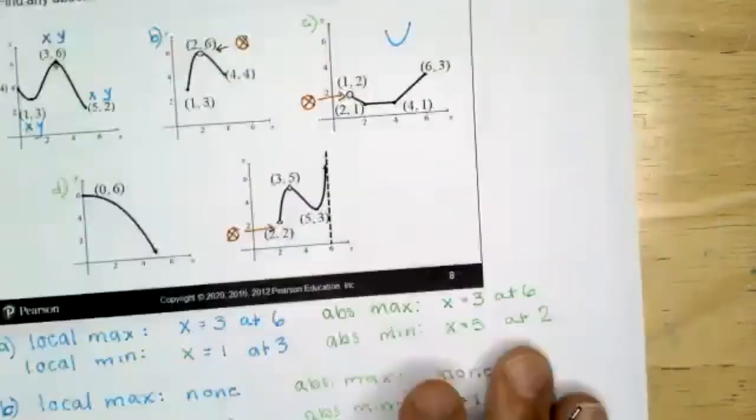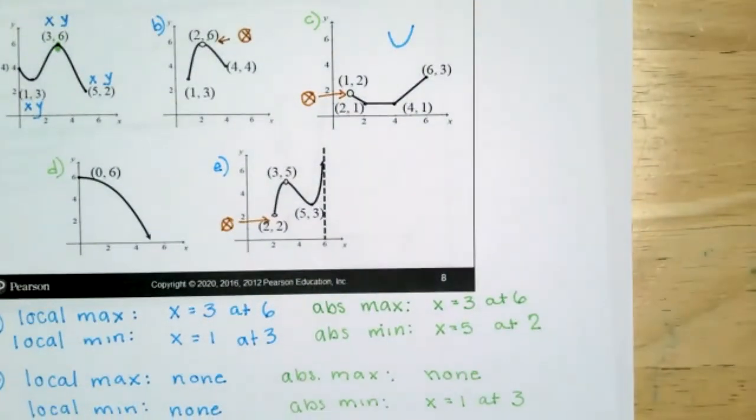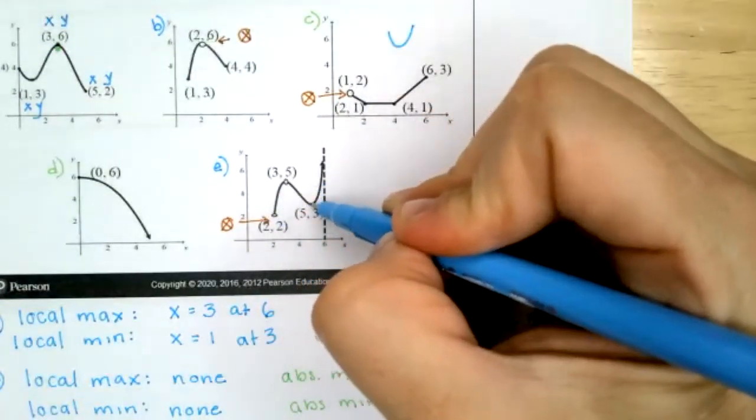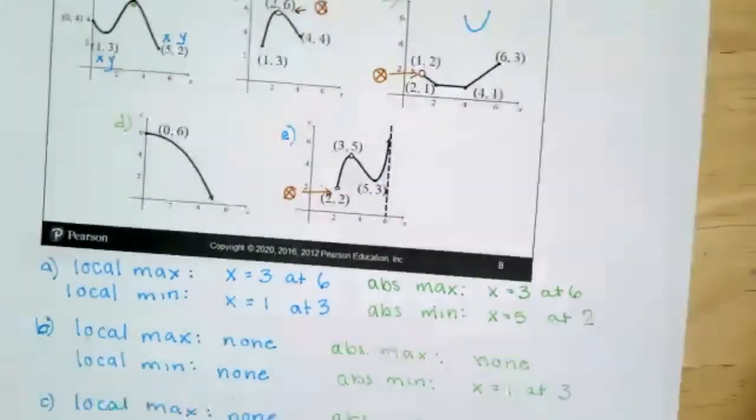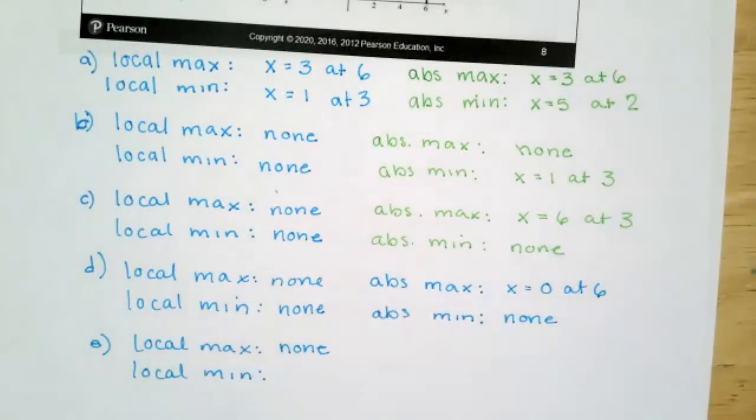All right, let's look at E. Letter E is interesting. Are there any hills? There is one hill at 3,5, but 3,5 is excluded. So we have to say there is no local maximum. Local minimum.